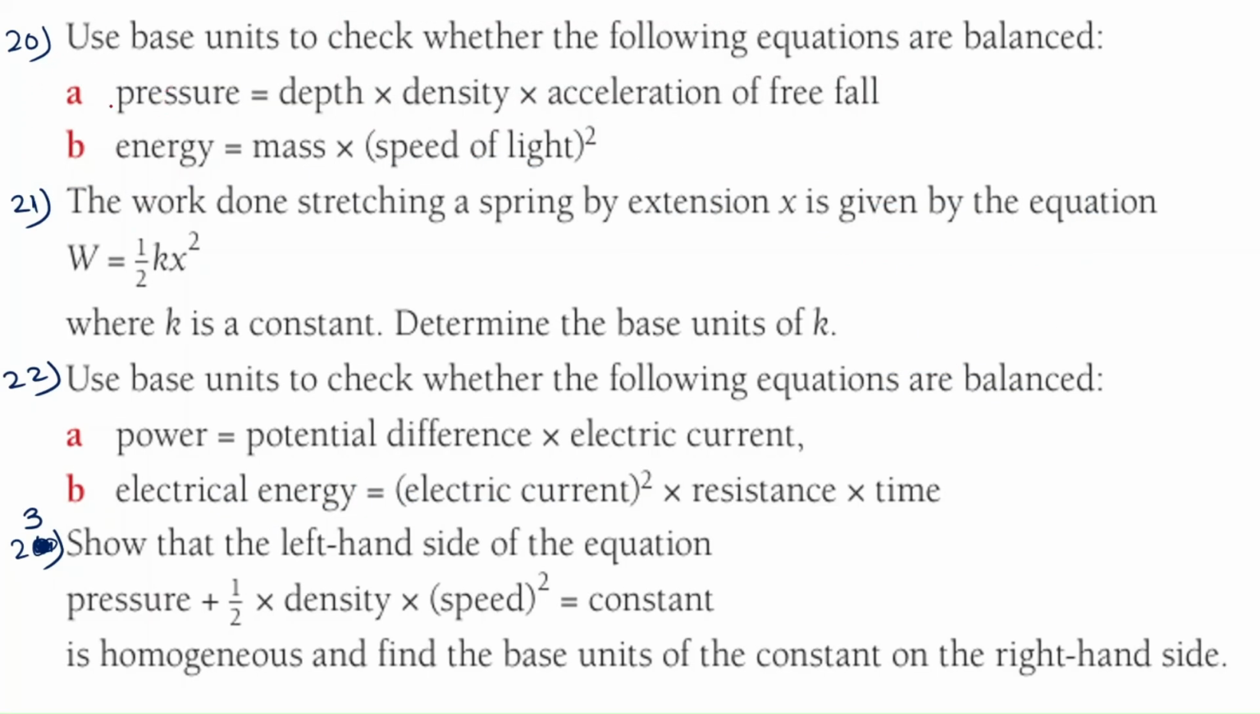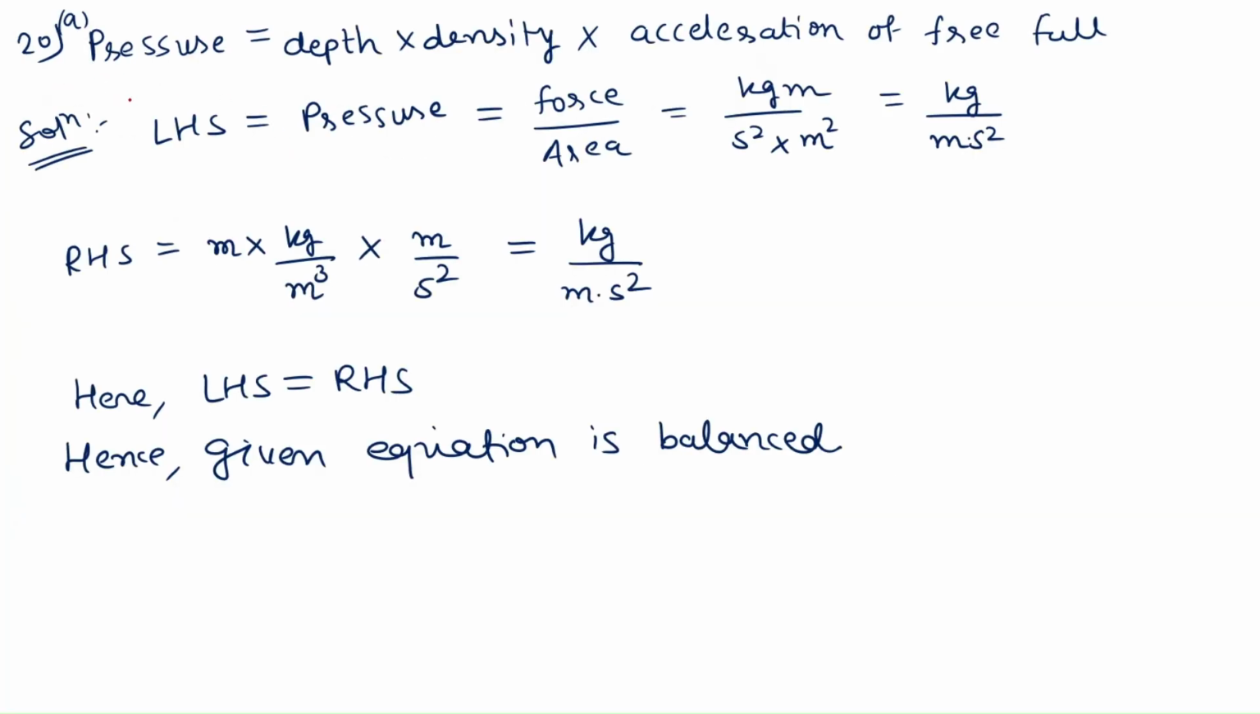In question number 20, use base units to check whether the following equations are balanced or not. In A, they give pressure is equal to depth into density into acceleration of free fall. Now we have to prove LHS is equal to RHS.